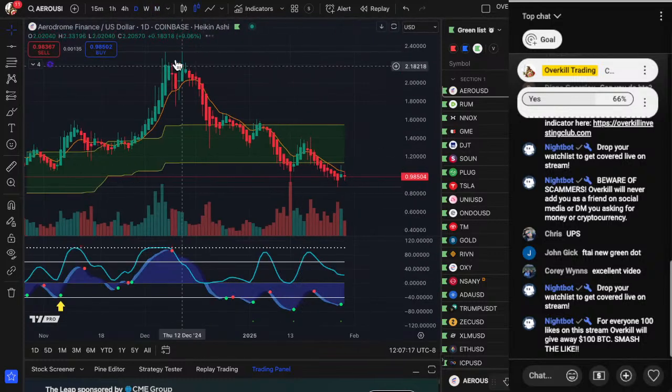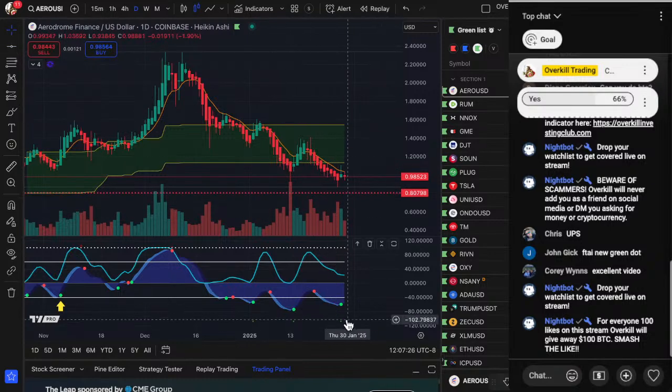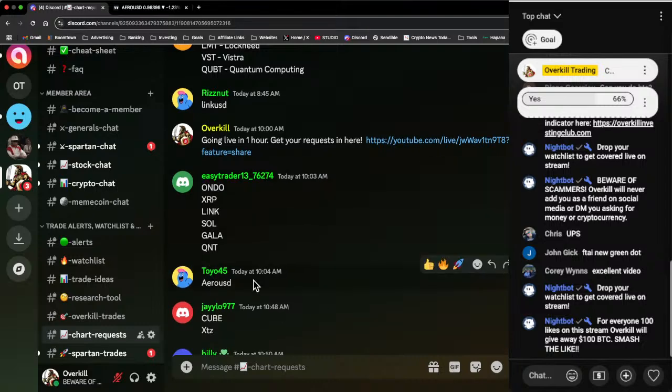Okay, this thing's had a massive rug pull. It's been a massive rug all the way down here. 80 cents is a big level. 80 cents is your stop loss. Okay, boom. But I'd be holding that one as long as that dot remains green.